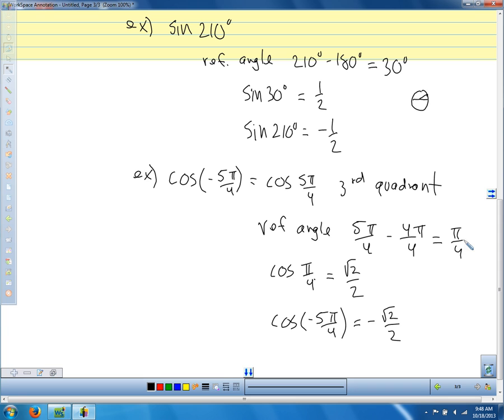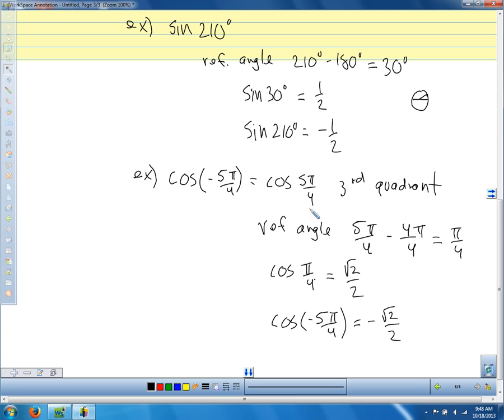The other way you could do this on the unit circle is any multiple of pi over 4, you can just work with pi over 4 and adjust for which quadrant you're in. Any multiple of pi over 3, you can use pi over 3 and adjust for which quadrant you're in. Any multiple of pi over 6, you use pi over 6 and adjust just for which quadrant you're in. You want to make sure when you're working with pi over 6 that you don't end up at a multiple of pi over 3, because 6 and 3 are factors. All right, questions on that?